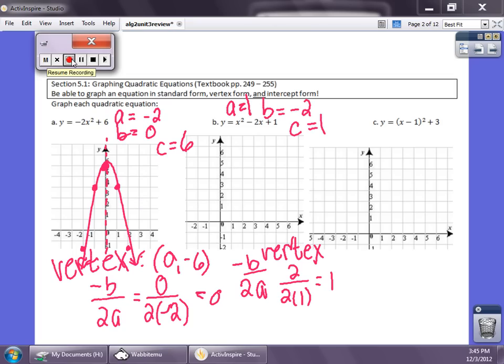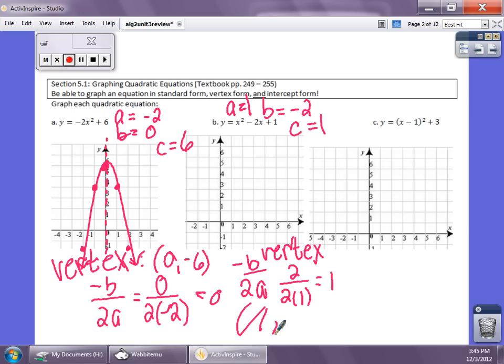The second equation is also in standard form, and I found that A is 1, B is -2, and C is 1. I plugged in -b over 2a, 2 divided by 2 times 1, and I got 1 for the x-coordinate of my vertex. And then if you plug that in, you get 0 for the y-coordinate of the vertex.